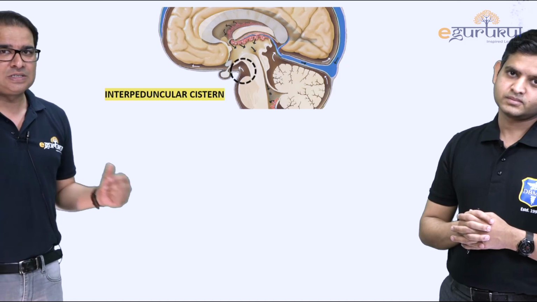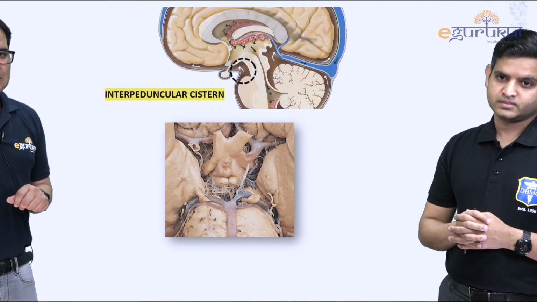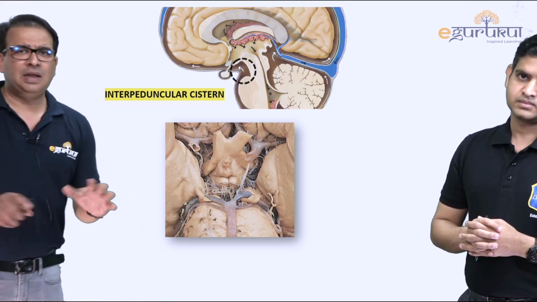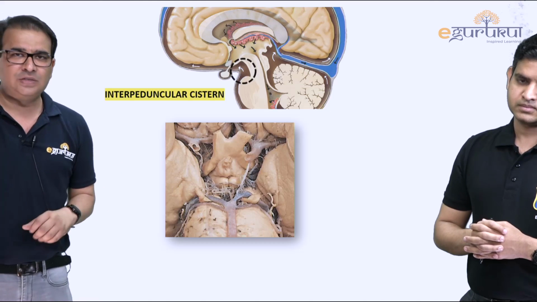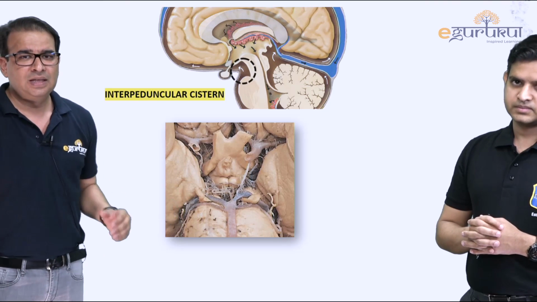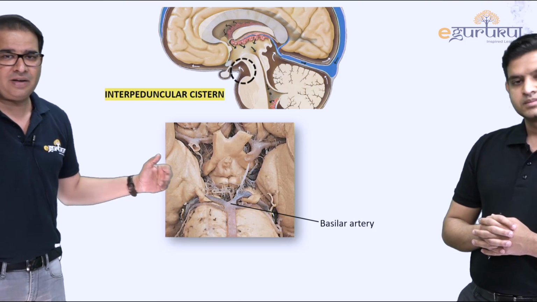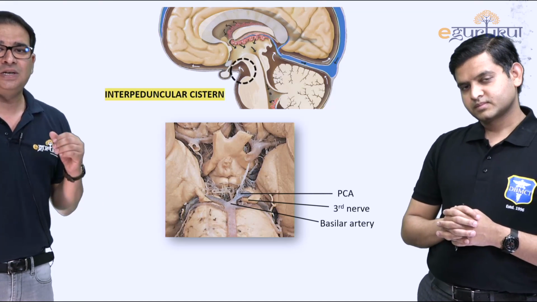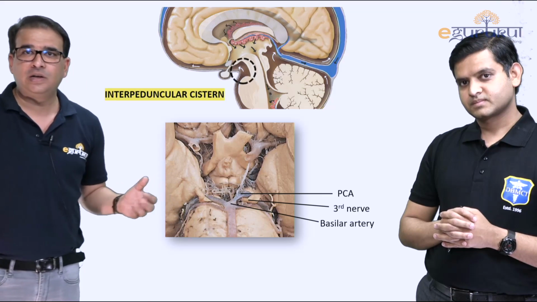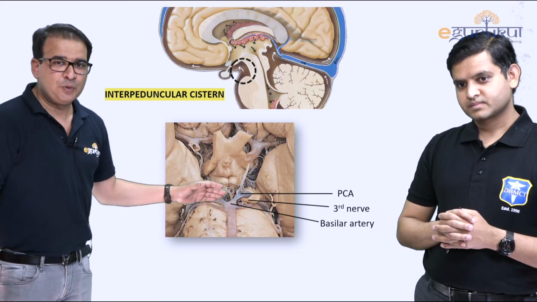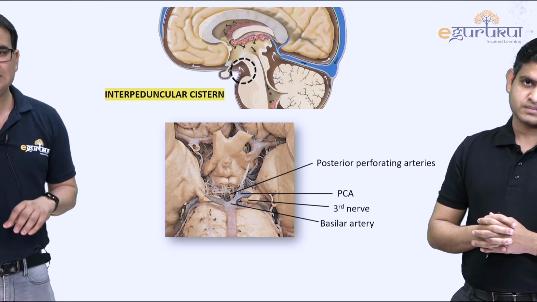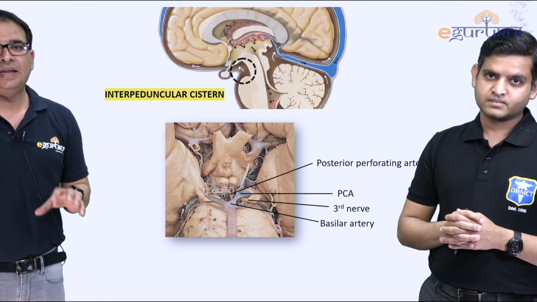Now, to see the interpeduncular cistern, if you look at the ventral aspect of the brainstem, this is the interpeduncular fossa, and that's the region of the interpeduncular cistern also. In many books, they mention that the circle of Willis is the content of this interpeduncular cistern, but more specifically, it's a component of the circle of Willis which is to be seen here. Like we can see the terminal part of the basilar artery, which is dividing into its terminal branch, the posterior cerebral artery, and you can see the third nerve, which is one of the contents of the interpeduncular fossa as well as the interpeduncular cistern. Some branches of the posterior cerebral artery called the perforating branches are also to be seen here going into the posterior perforated substance. So these are the contents present in the interpeduncular cistern.